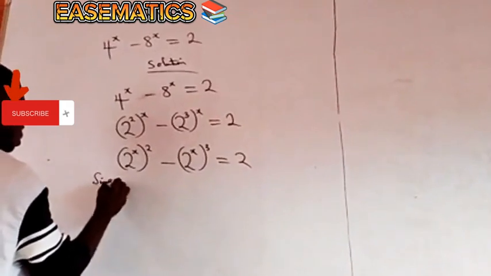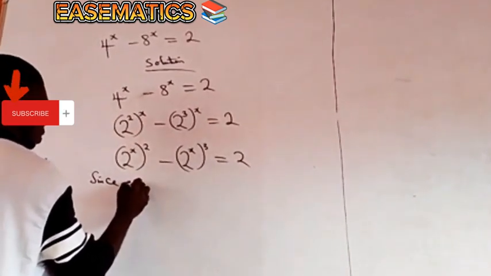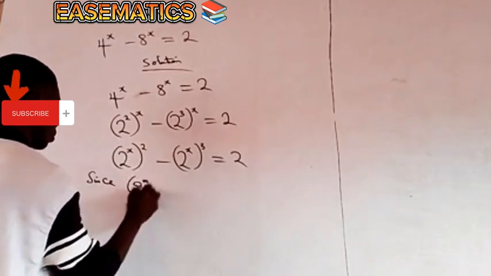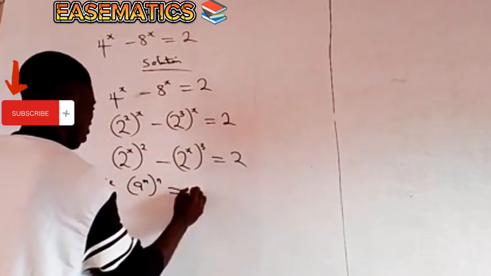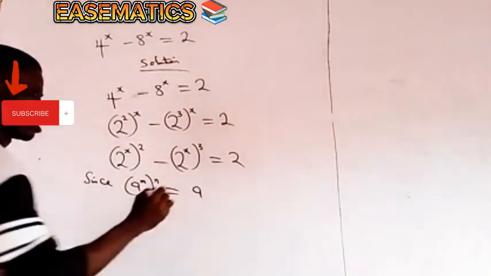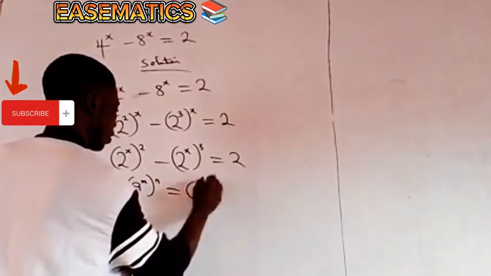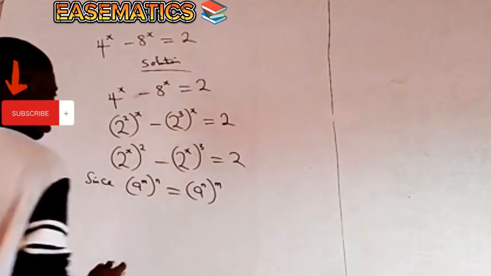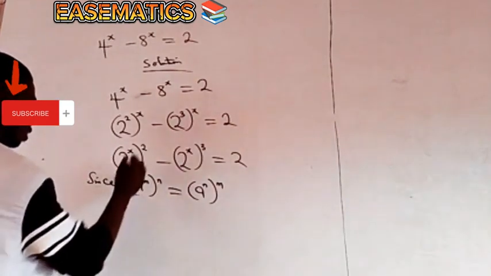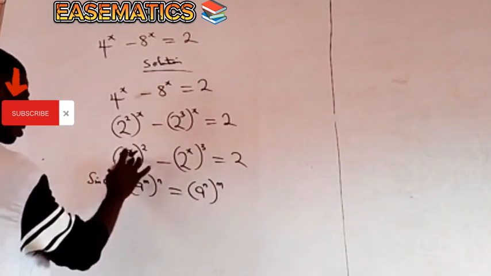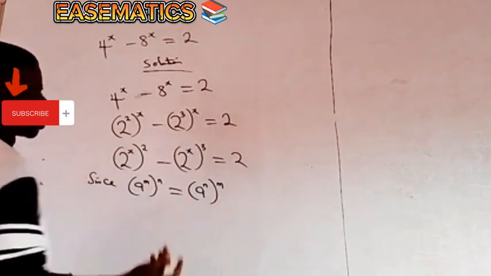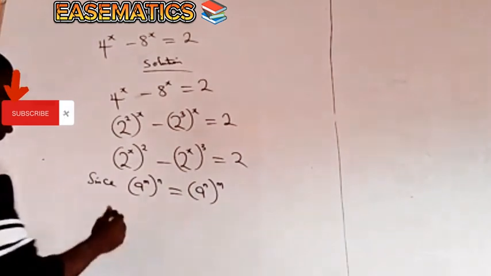Since if I have a to the power of m to the power of n, it can also be written as a to the power of n to the power of m, according to the law of indices. So at this point, I can now say, since I have 2 to the power of x squared and 2 to the power of x cubed, there's a similarity here.